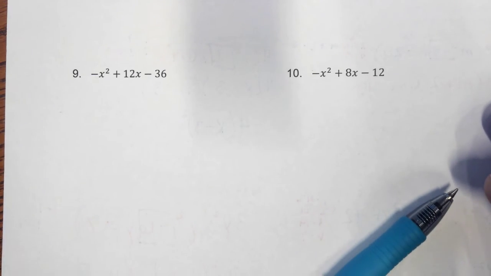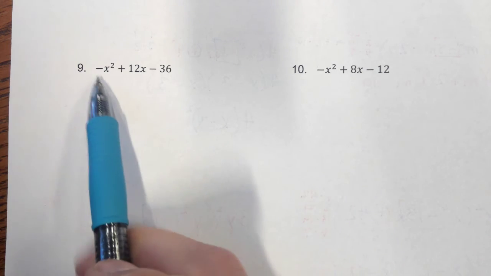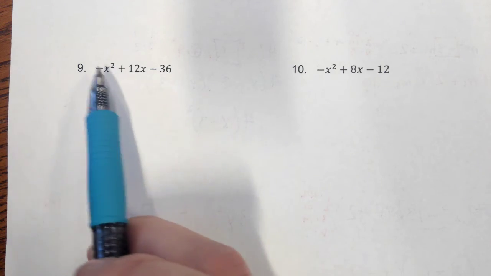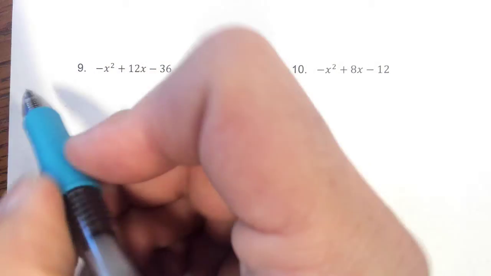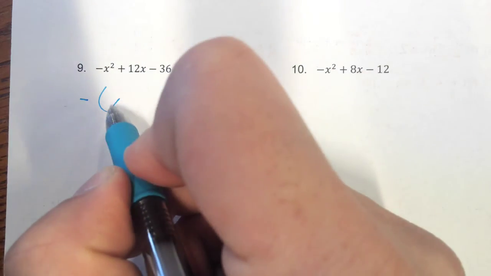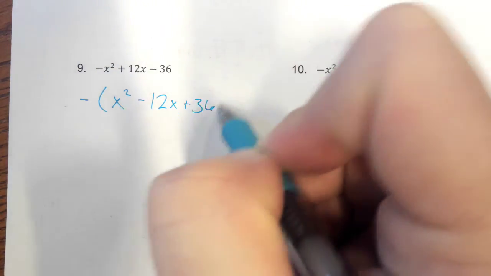Number 9 and 10 are pretty similar. You just need to remember that you don't want your first term to be negative. And there's really nothing in common with these three things, but you don't want your first term to be negative. So we'll factor out a negative for our first step, and that's going to change the sign of everything else. So it's going to be x squared minus 12x plus 36 now.